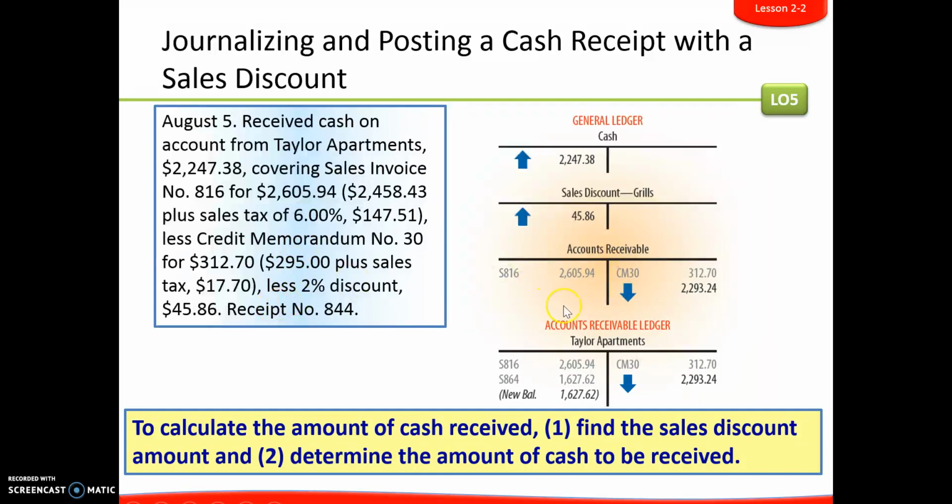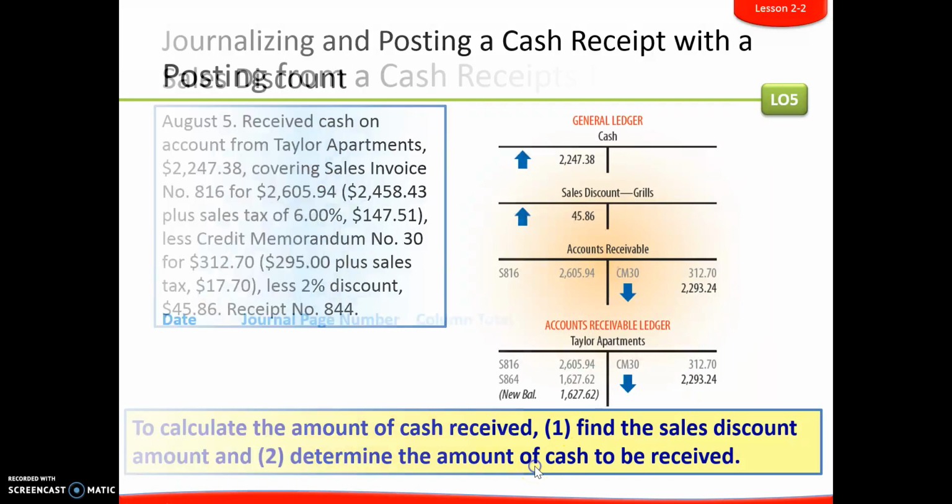So their accounts receivable goes down for the amount that they owe us. What we need to do is take the 2,605.94 minus the 312.70. That's going to give us 2,293.24. Then we give the sales discount, which is the 2%. That's 45.86. So the total amount that they pay us is the 2,247.38. There's a little bit of figuring out that we need to do. Like I said, the first thing you need to do is calculate the amount of cash received, get the sales discount, and then determine the new amount of cash that needs to be received.